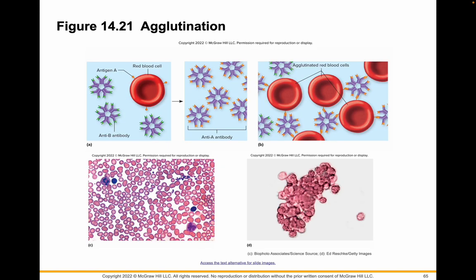So what is agglutination? It's when these antibodies come in contact with the antigen. For example, you have a person that's type A. How do I know they're type A? Because they have an antigen A on the red blood cell. So what are they? They're against B, right?